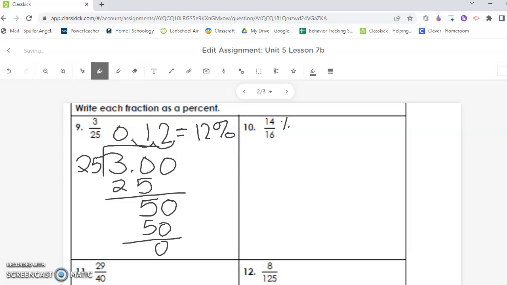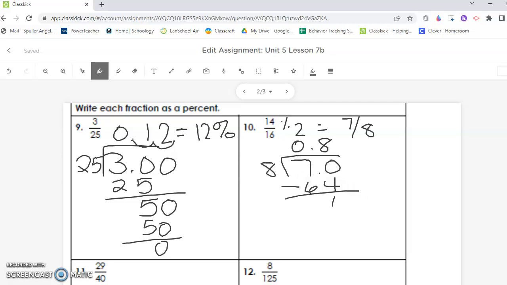Okay, we can simplify this one down by dividing it by 2. So this is going to give me 7/8. It's going to be so much easier than 14 divided by 16. So let's say 7 divided by 8. 8 goes into 7 0 times, but it can go into 70 8 times. 8 times 8 is 64.